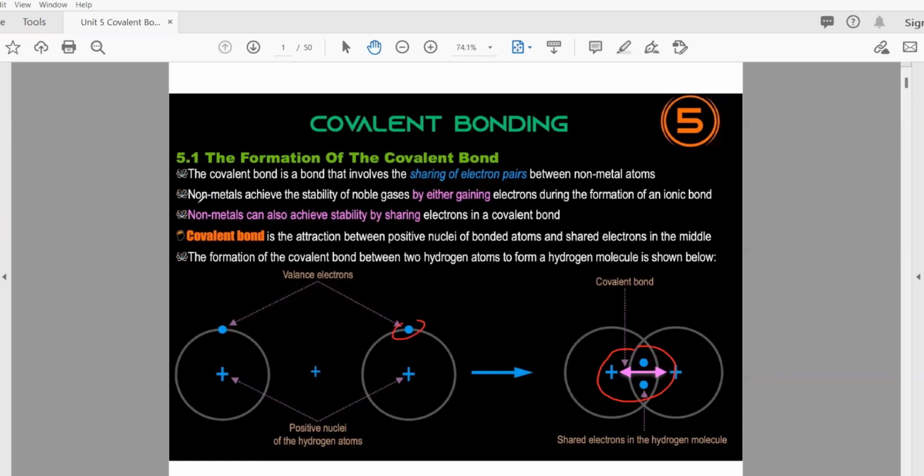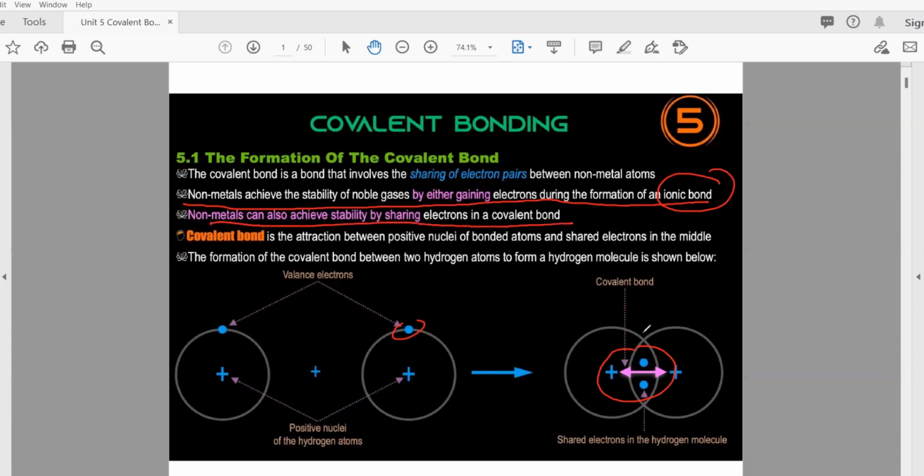Here, when non-metals share their last electrons with each other, that's known as covalent bonding. Non-metals achieve the stability of noble gases by gaining electrons during the formation of ionic bonds. They're saying that in ionic bonding non-metals gain electrons, but here they will share electrons. Non-metals can also achieve stability by sharing electrons.